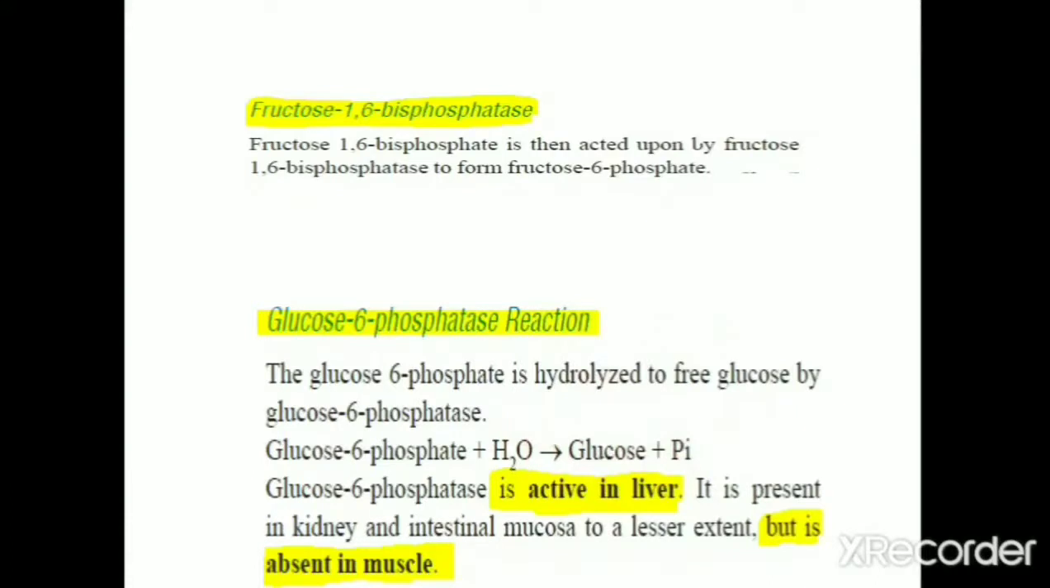And this enzyme is present in liver. So that enzyme is active in liver, where it helps to maintain the blood glucose level. The important thing is this glucose 6-phosphatase enzyme is absent in skeletal muscles. So these are the reactions mediated by key enzymes of gluconeogenesis.